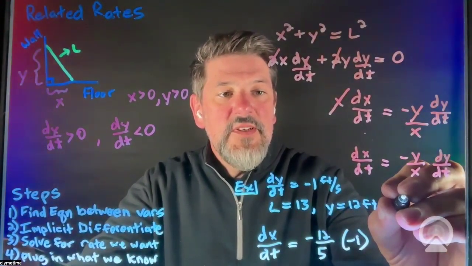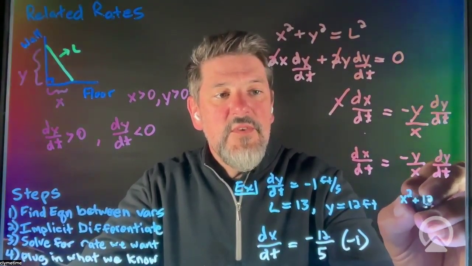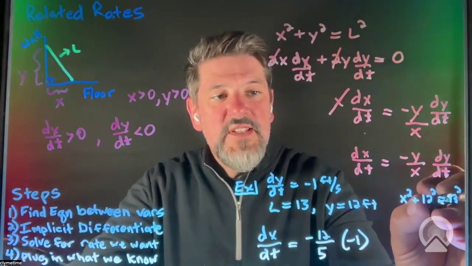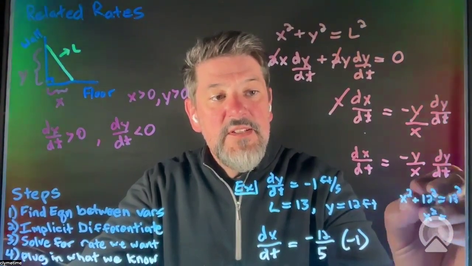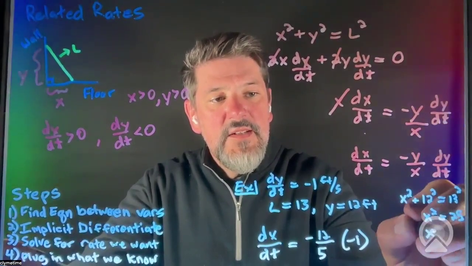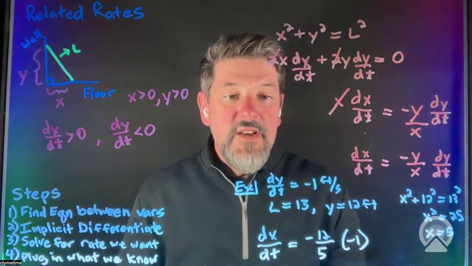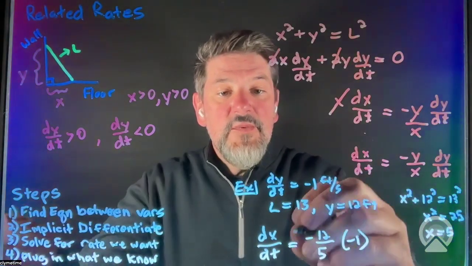I'll just show you real quick. If you have x squared plus 12 squared is equal to 13 squared, you get 169 minus 144. X squared is going to be the difference between 169 and 144, which is 25. And so x is going to equal plus or minus 5, but in this case x is only positive, so it's 5. So -1 times -12 fifths is going to be 12 fifths.